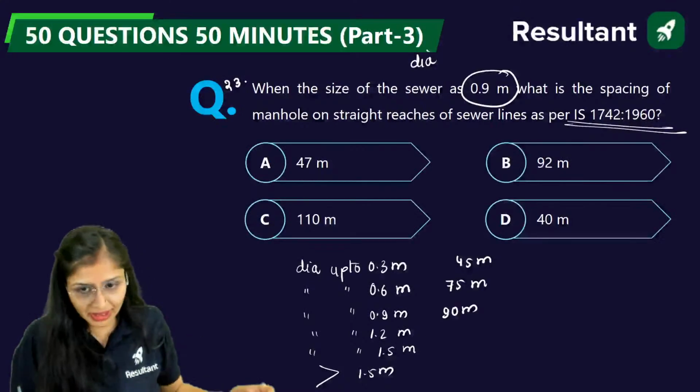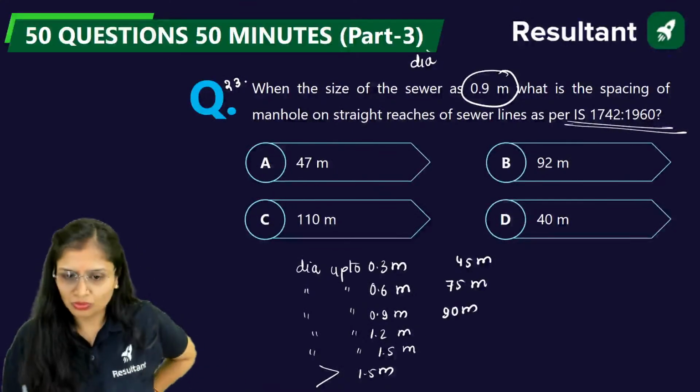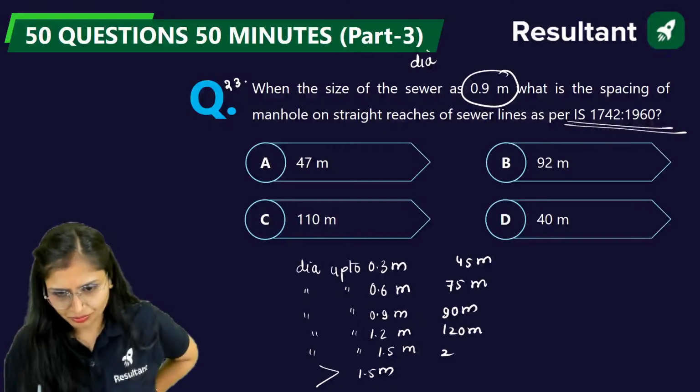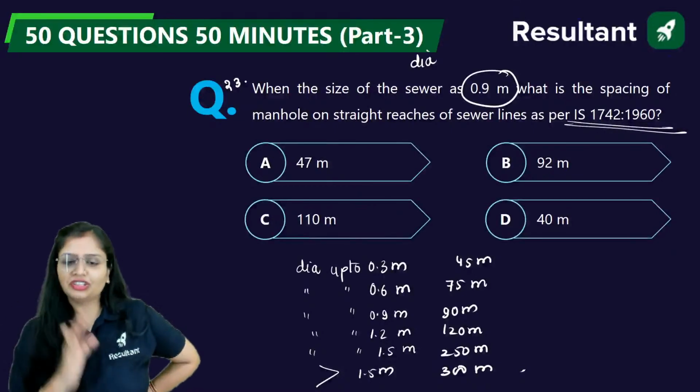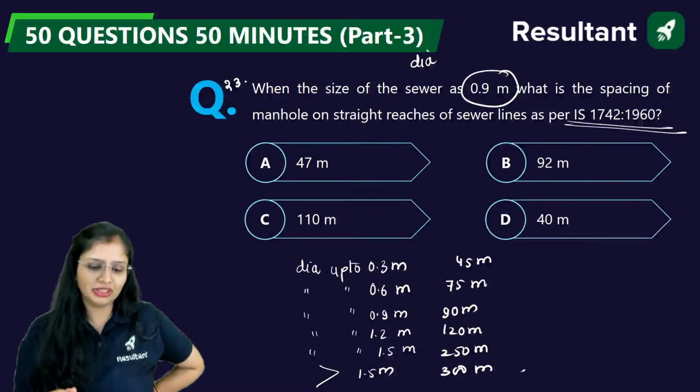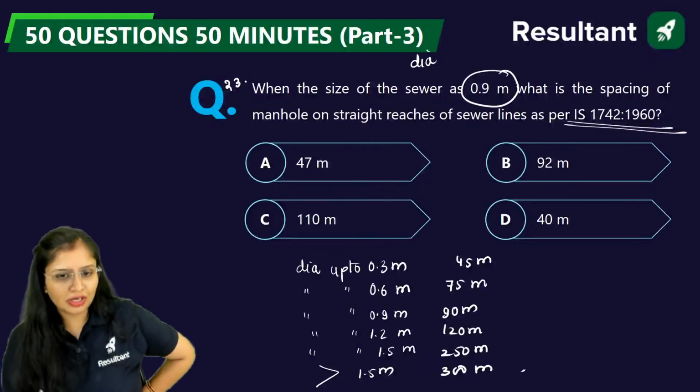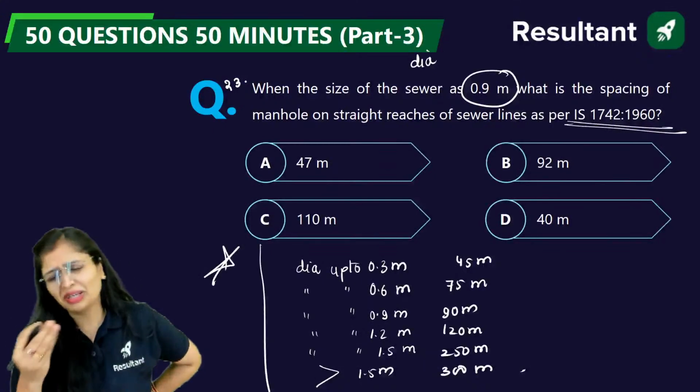Nobody has given 23C. No. This, I have written the values. You guys can check it out. You should know 45, 75, 90, 120, 250, 300. You should also know 0.3, 0.6, 0.3, there is a gap. You should remember this because this has been asked sometimes in NICE.